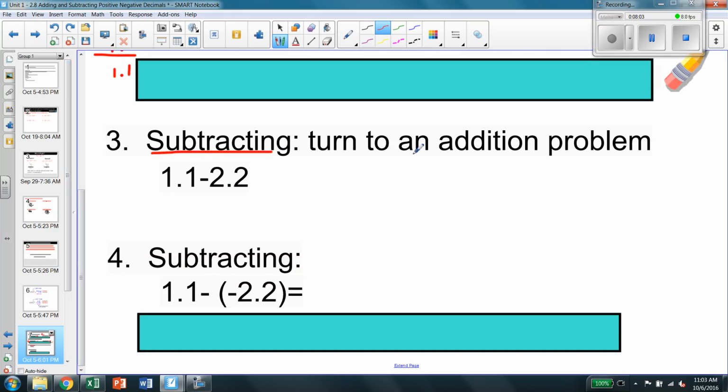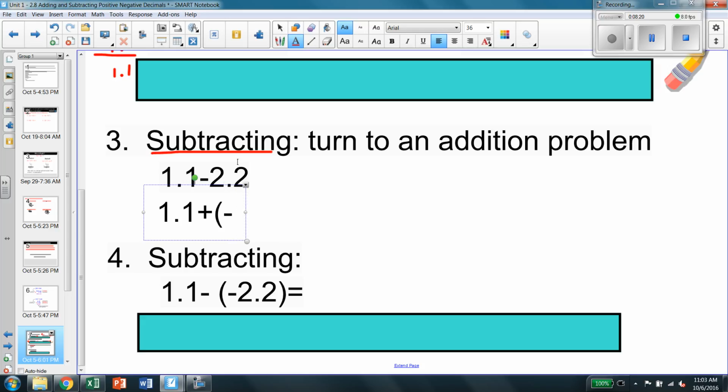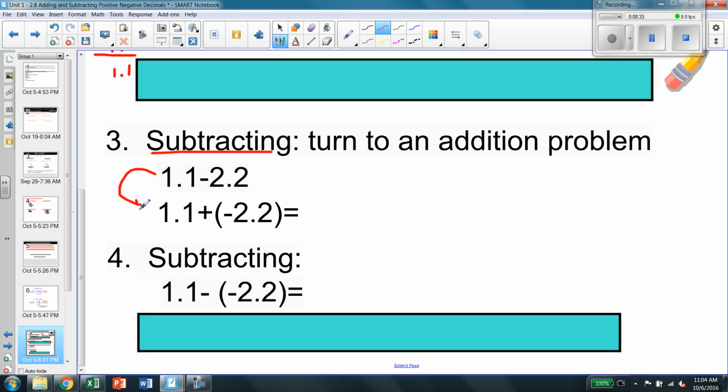Subtracting, we discussed, is difficult when dealing with positive and negative numbers, right? So we always like to rewrite the problem whenever possible. So this one becomes 1.1 plus, it was a positive 2.2, so then it becomes a negative 2.2. So we just turned this problem right here into this equivalent problem. We rewrote it into this method. We're no longer looking at this problem anymore. We're just dealing with this one.